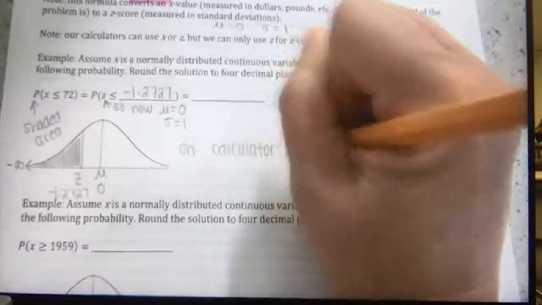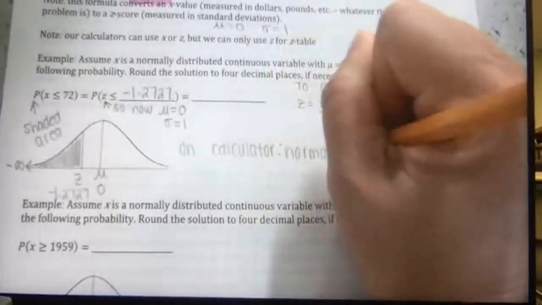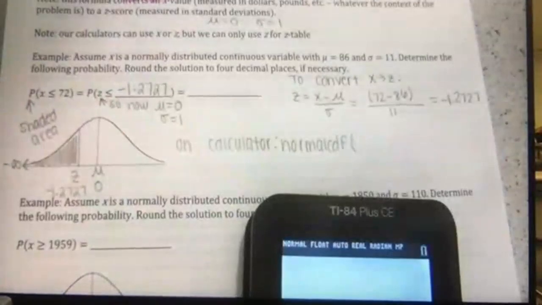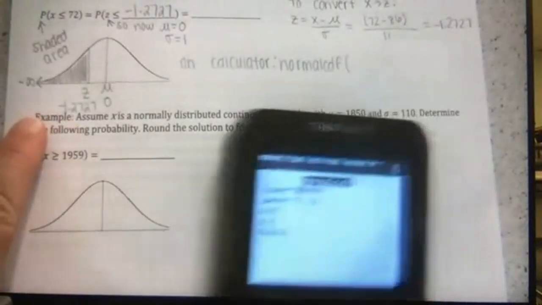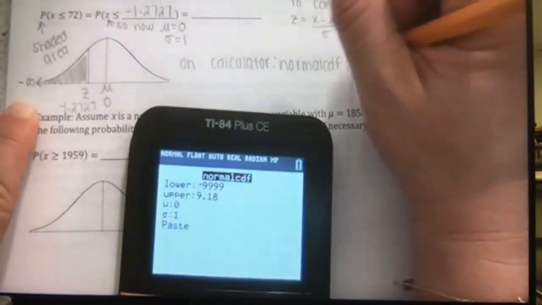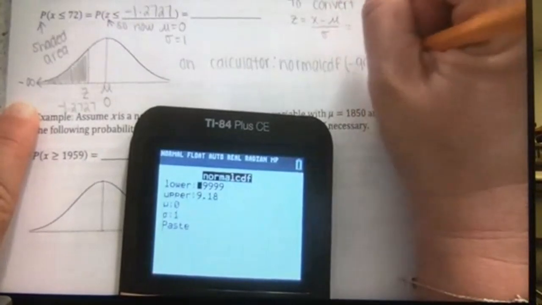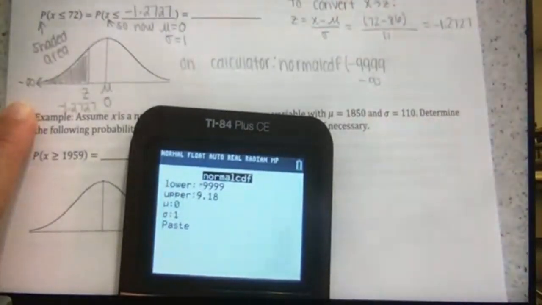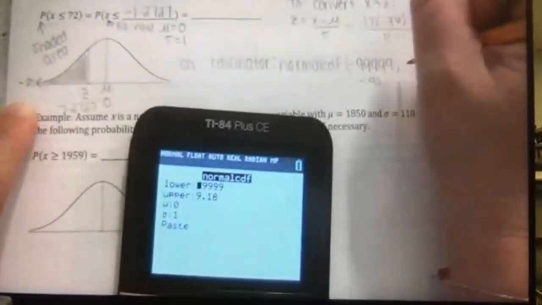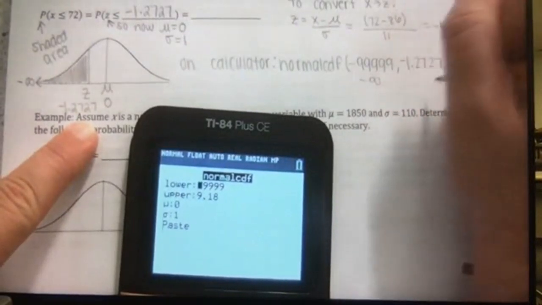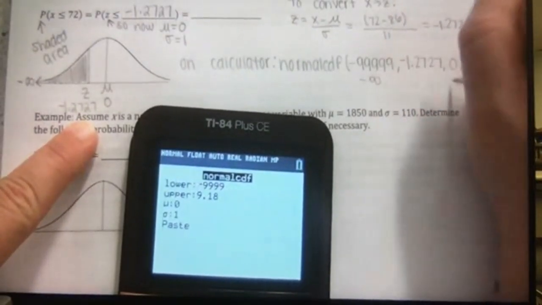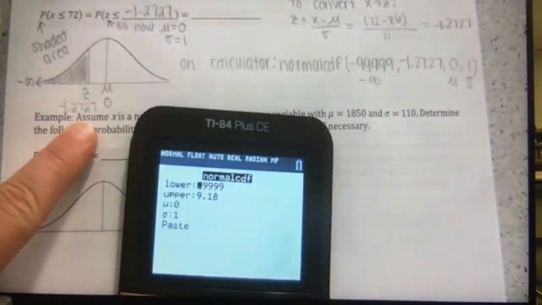So on our calculator, we have our normal CDF, which we get to by doing second button and then the bars button, going down to normal CDF. Our lower limit, looking at the left-hand side of our shaded area, is negative infinity. So we're going to plug that into our calculator by negative 9.99999, handful of nines. And it stops at our upper boundary of negative 1.2727. Our mean is 0 and our standard deviation is 1 because we standardized it.